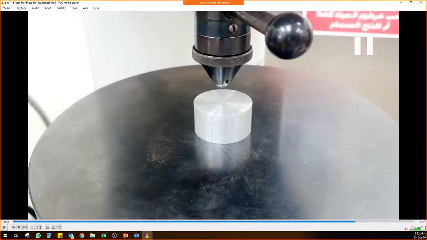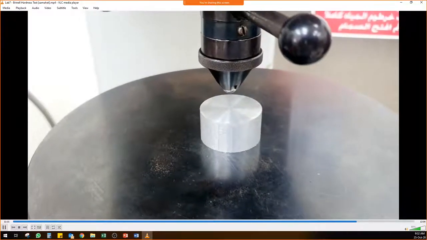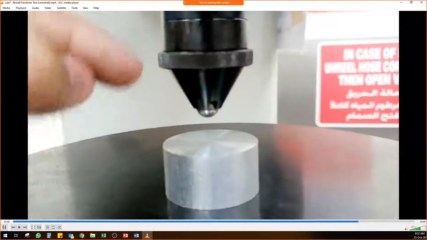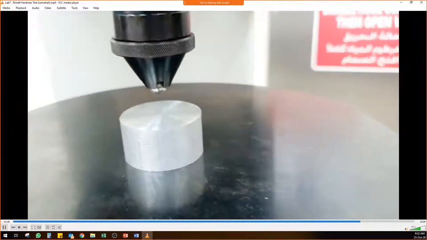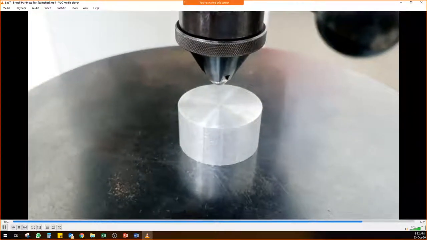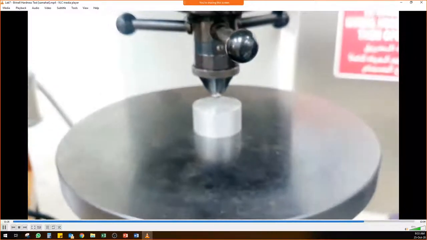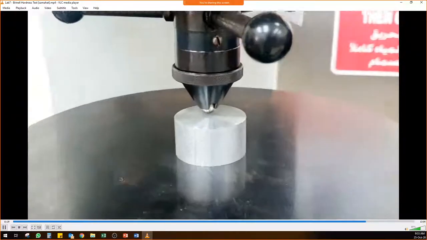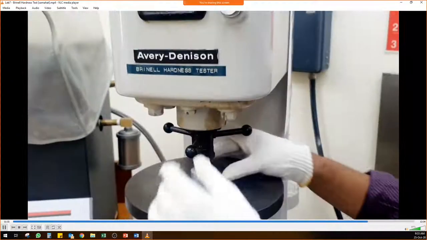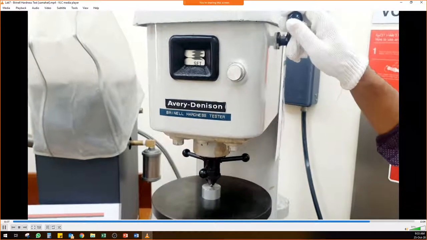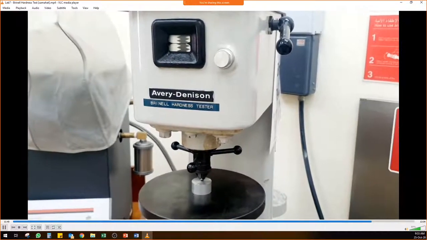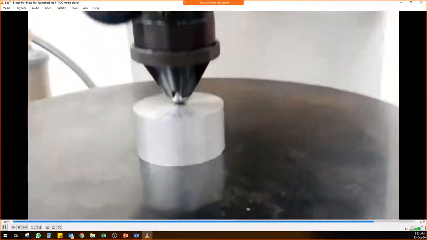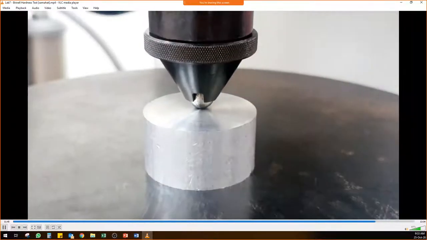Repeating the same test for aluminium now. This is just a repetition. Now we will repeat the same procedure for the aluminium sample, but this time also we are using that 10 millimeter ball indenter, and the load is 500. Now we can bring the table up for making the hardness testing. Repeating the test for the second time.